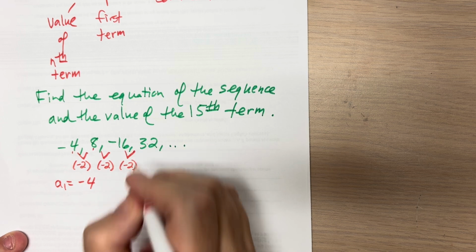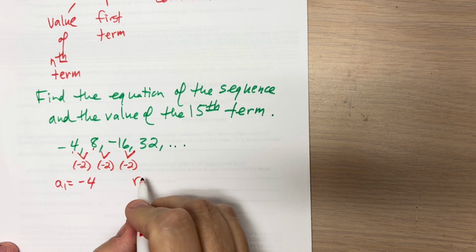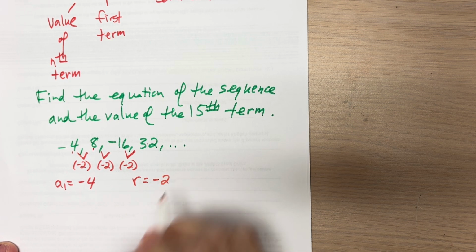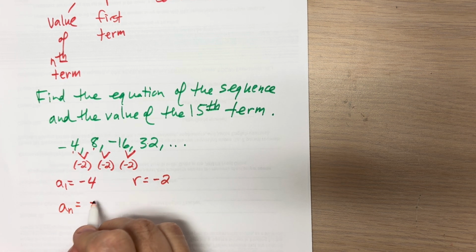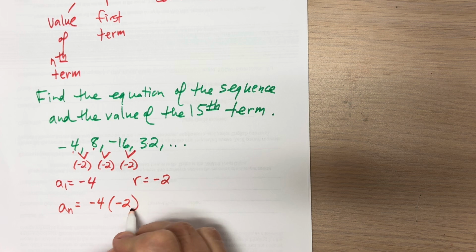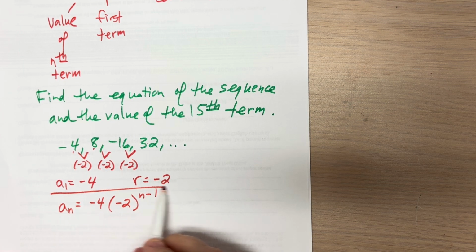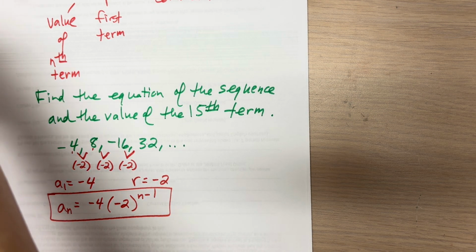-16 times -2 is +32. So my ratio is -2. Not bad. A sub n is equal to -4 times -2 to the n minus 1. That's the equation, friends. That's all you do.